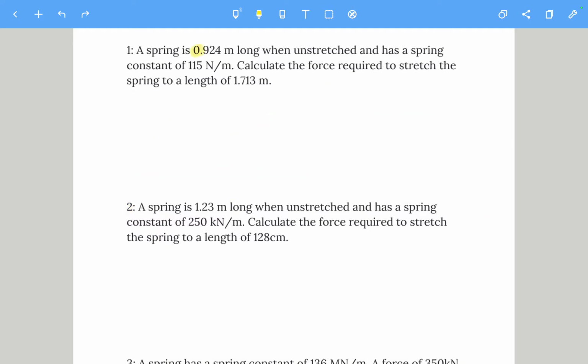A spring is 0.924 meters long when unstretched and has a spring constant of 115 newtons per meter. Calculate the force required to stretch the spring to a length of 1.713 meters. So relatively straightforward. Force is equal to spring constant times extension. So we need to do spring constant 115 multiplied by the extension, which is obviously the difference between the final length and the starting length.